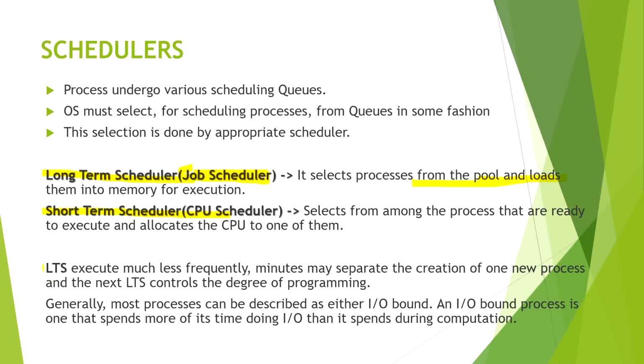Talking about LTS, it executes much less frequently, because input and output data is something a process has to take frequently, so that is done by the STS. For LTS, it is much less frequent because it takes time, and minutes may separate the creation. So between two LTS runs there may be a separation of minutes, and the creation of one new process, and the next LTS controls the degree of programming.